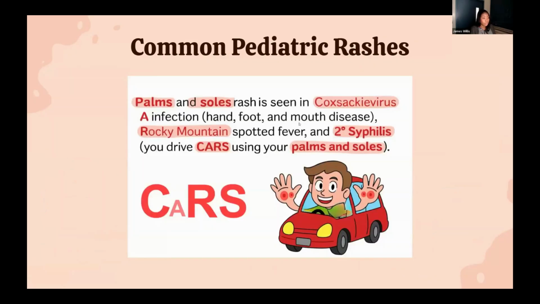All right. So one way to remember the palms and soles is this mnemonic in the Step 1 book: CARS. I like cars, like electric cars, because I can add the erythema multiforme because you can also have that. But the C is for Coxsackie A, as we see in hand, foot, and mouth. R for Rocky Mountain spotted fever, and then S for syphilis.